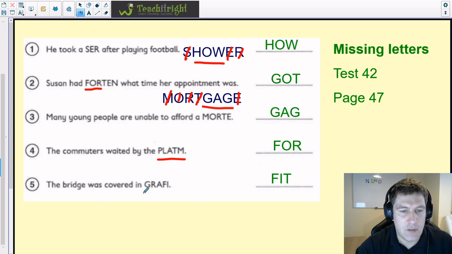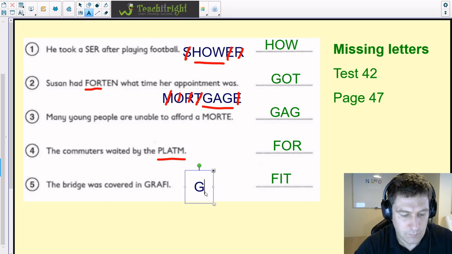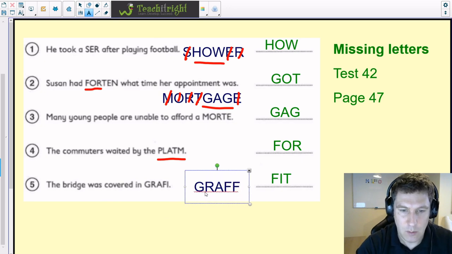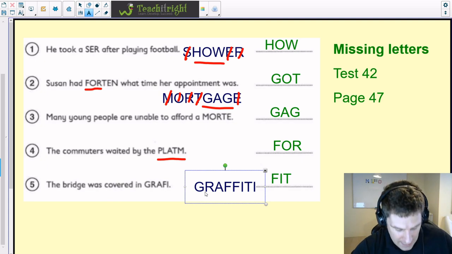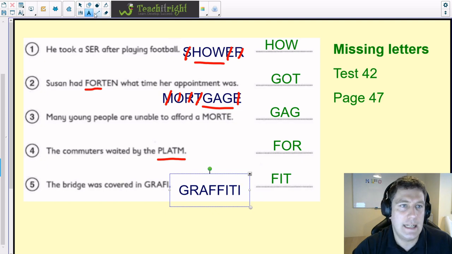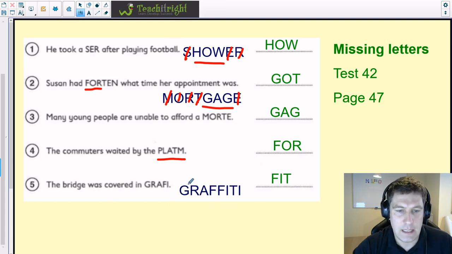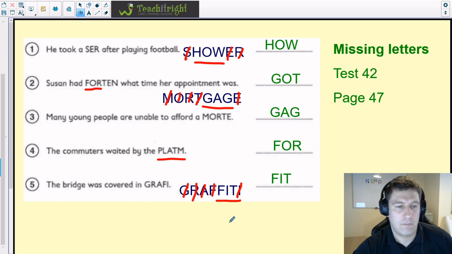The bridge was covered in, and the word we need here is graffiti. Now this isn't an easy word to spell, but if you know that it contains two F's, that will certainly give you a clue. So again, if we cross out the letters that we were given, I was given a G, an R, an A, one F, and then an I at the end, so fit.